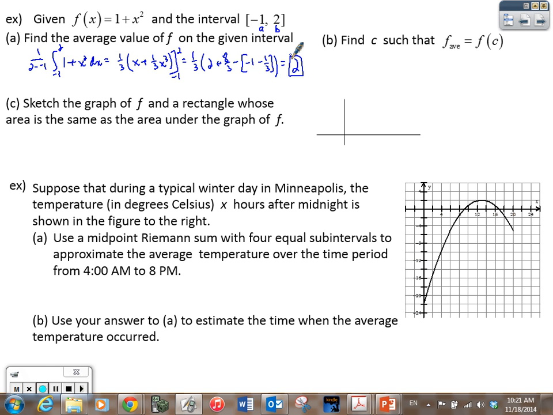So now they're asking us to find c. We're familiar with that with the mean value theorem, right? We found c. This is a different concept of c. C is the x value where the function's y value is equal to the average value. So we set our average, which is 2, equal to our function: 2 equals 1 plus x squared. So x squared equals 1, x equals plus or minus 1.